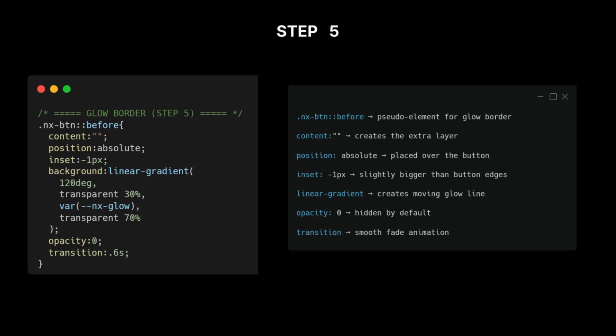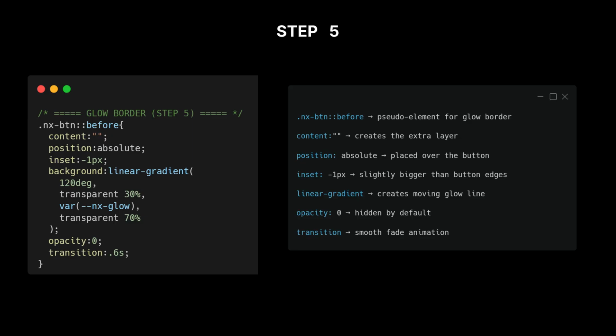For this, we use the before pseudo element on the button. The content property is set to an empty string, which creates an extra visual layer without adding new HTML. We use position absolute so this layer can sit perfectly over the button. The inset value is set to -1 pixel, making the glow slightly larger than the button edges. A linear gradient background is used to create a dynamic glowing line around the border.